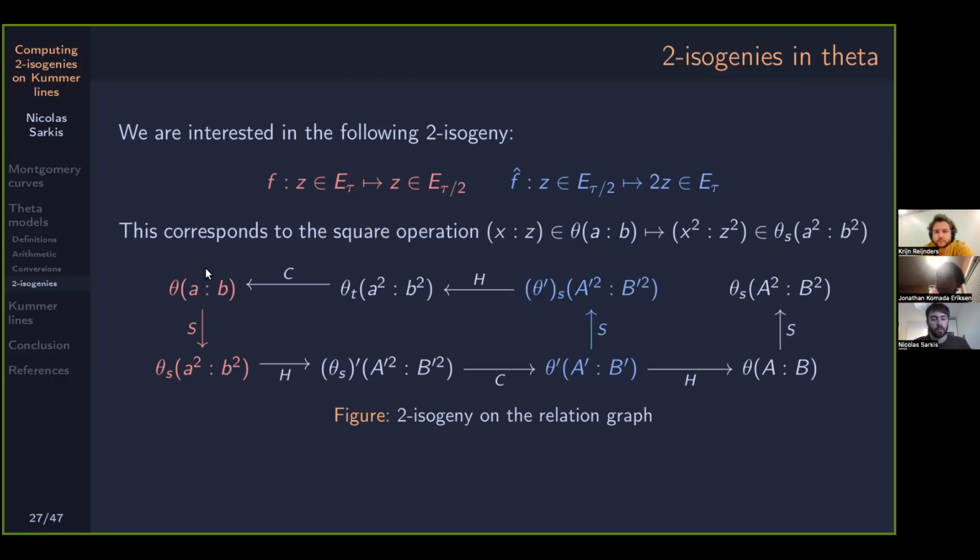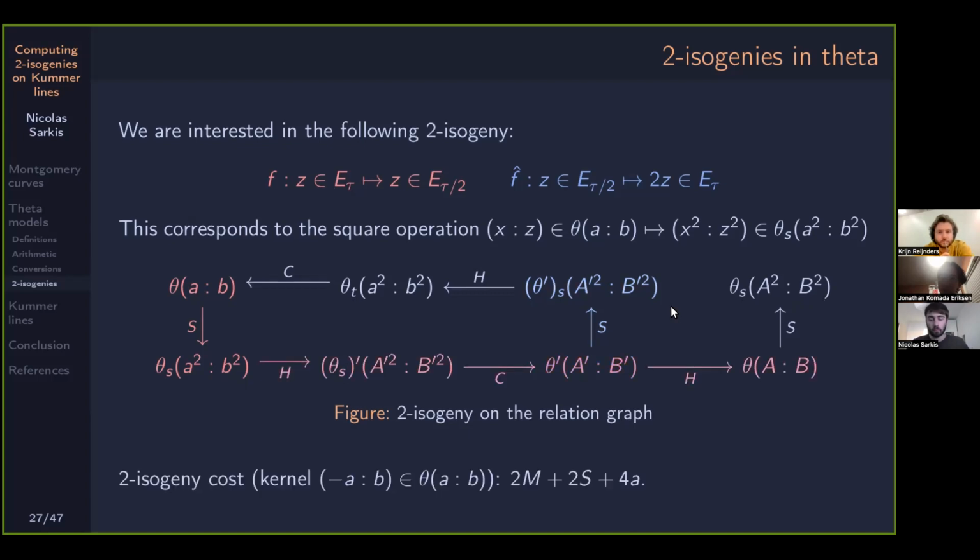And here I took the simplified version of the previous diagram. You can see on the vertical lines you have the two isogenies. So you only need a square, a square corresponds to your two isogeny. But if you start on a theta model, you also want to land on a theta model. And if you start on a theta squared model, you also want to land on a theta squared model. So you have to do some more steps.